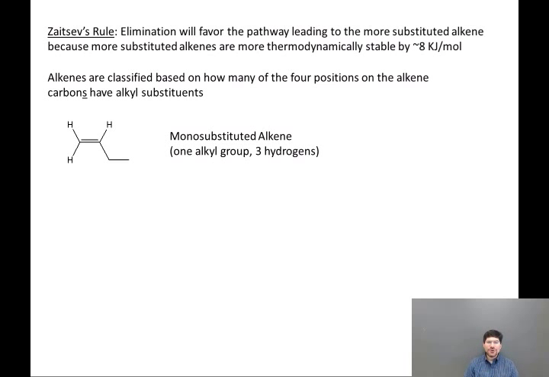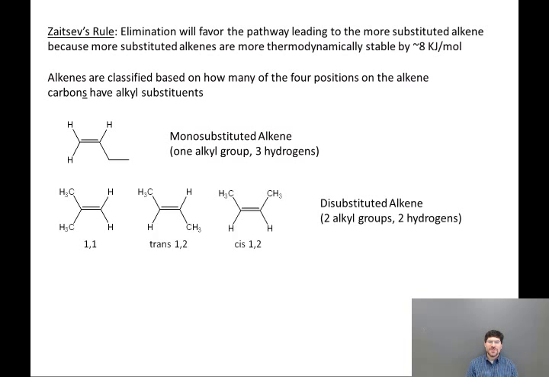So in a monosubstituted alkene, which I will also sometimes call a terminal alkene, there is 1 alkyl group and 3 hydrogens occupying those 4 positions. For disubstituted alkenes, there are actually 3 options. So you can have what I call a 1,1 disubstituted alkene, where the 2 alkyl groups are both bound to the same carbon and the other carbon has 2 hydrogens.